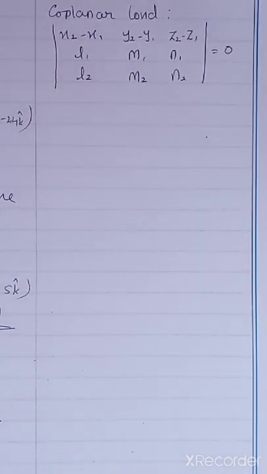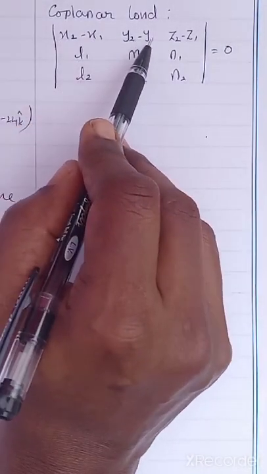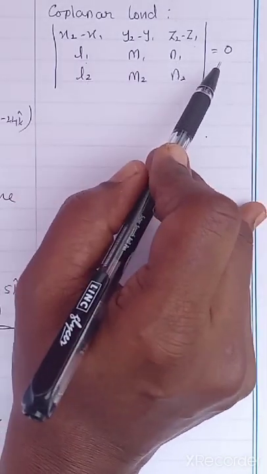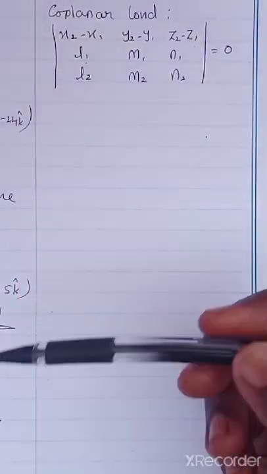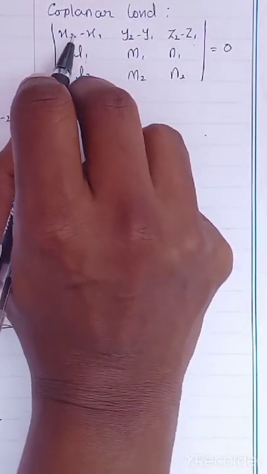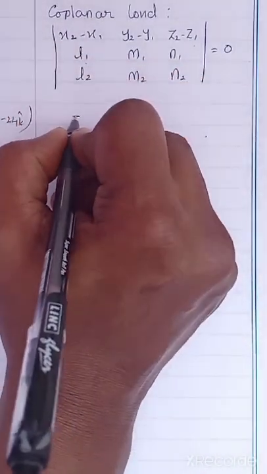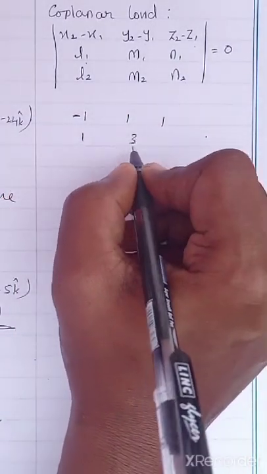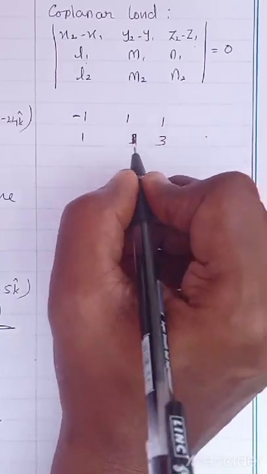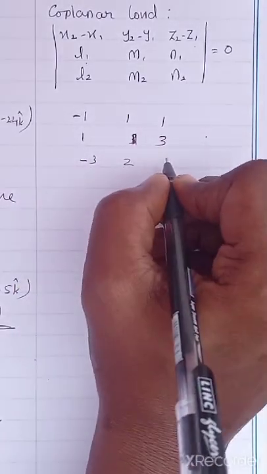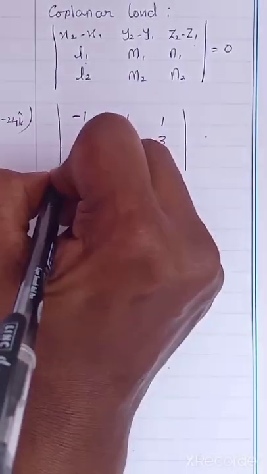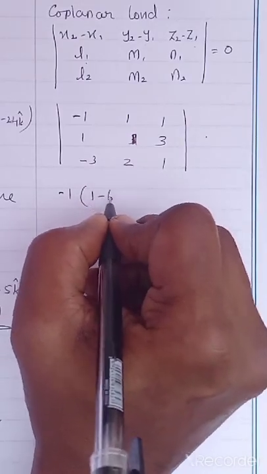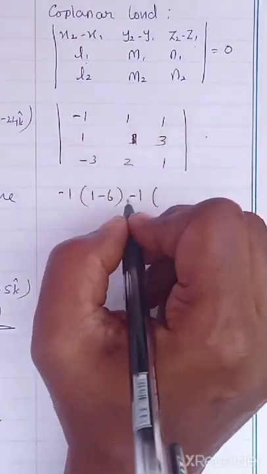So next we have to find out whether it is coplanar, right? So what is your coplanar condition? The determinant with rows x2 minus x1, y2 minus y1, z2 minus z1; L1, m1, n1; L2, m2, n2 equals 0. So we know your x1, y1, all those values, right? So subtract that, x2 minus x1. So what will be your answer? Minus 1, 1, 1. Next, 1, 1, 3, and that is your minus 3, 2, 1. What we have to find out is the determinant value. So if we find the determinant value, you will get this one, right?